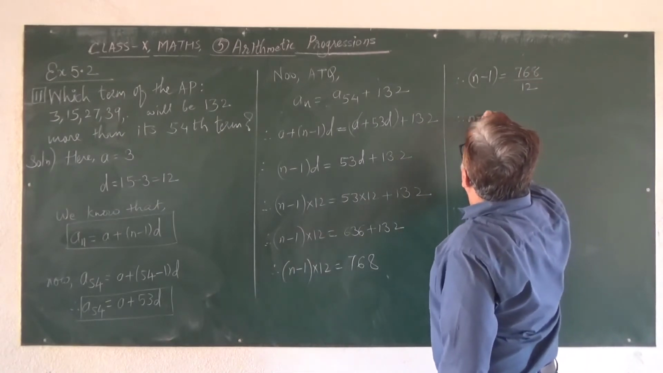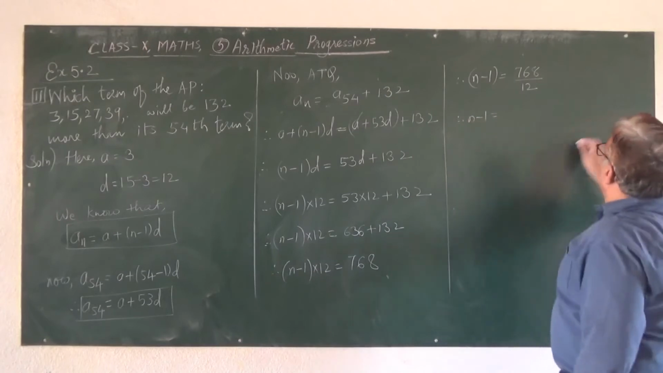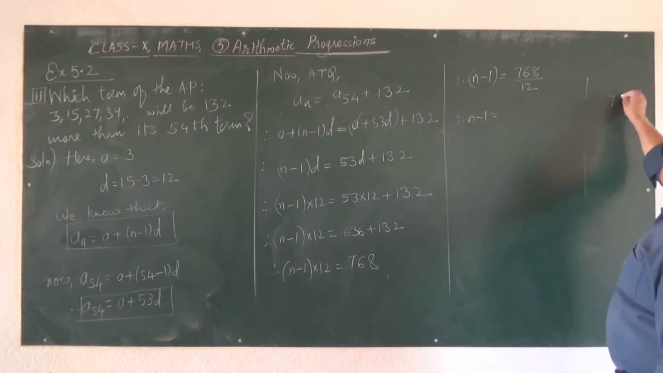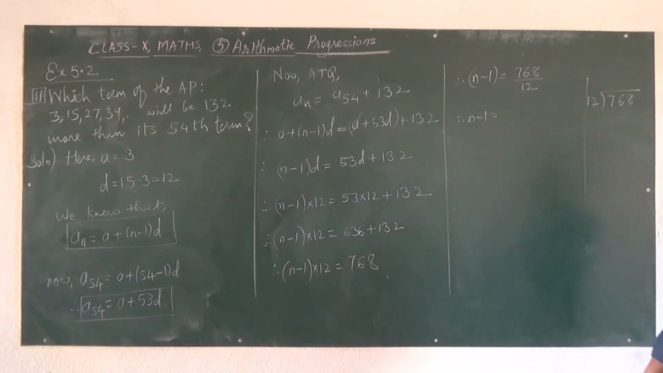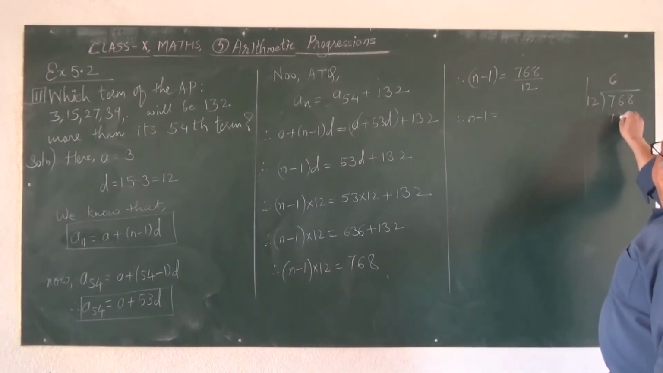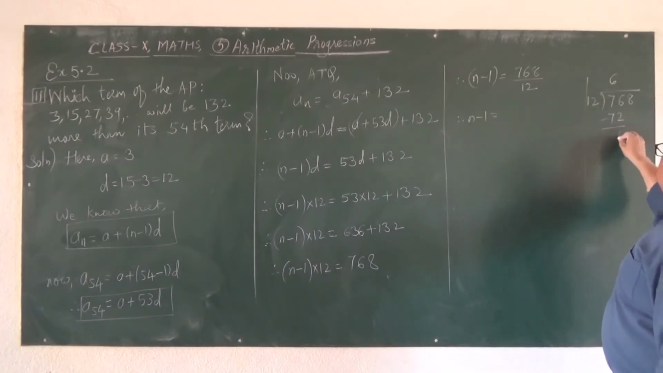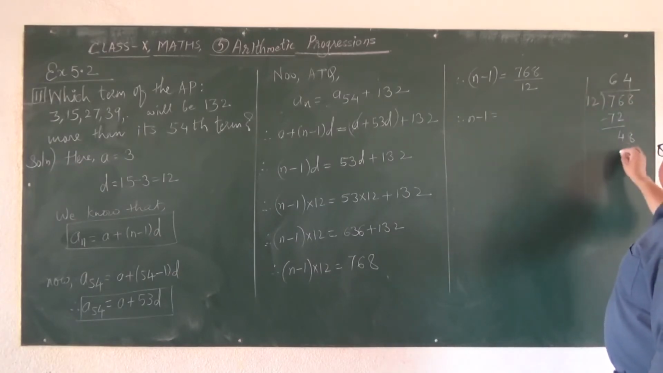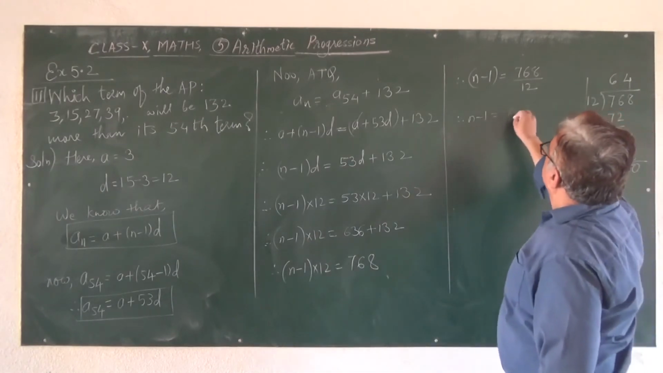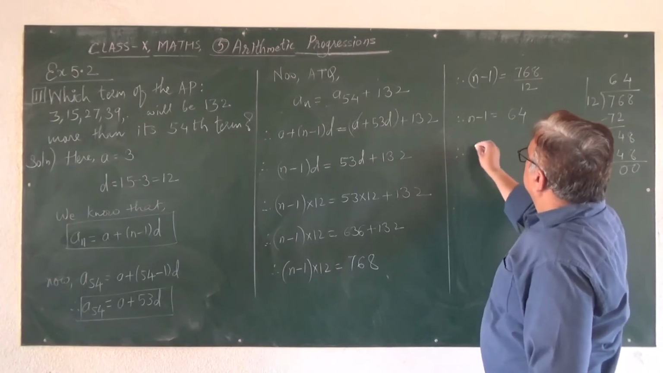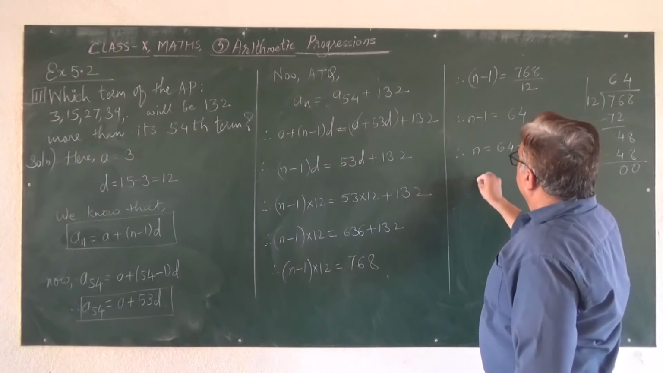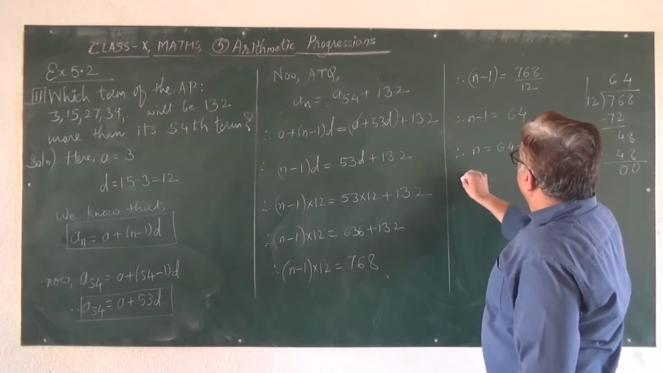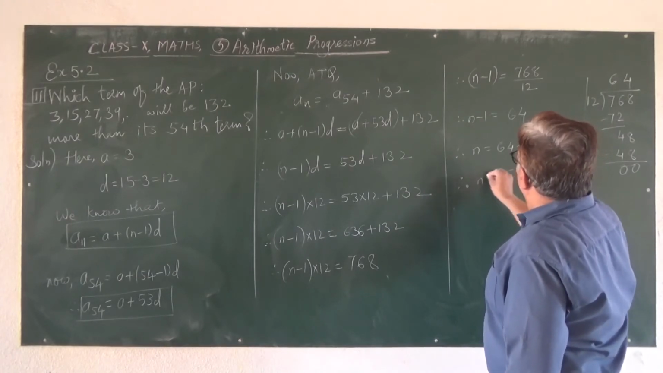So therefore n minus 1. So divide, do the rough work, 768 by 12. Okay, 12 sixes are 72. Okay, 76 minus 72 is 4. 12 fours are 48. Okay, so 64. So therefore n is equal to 64 plus 1. So therefore n is equal to 65.